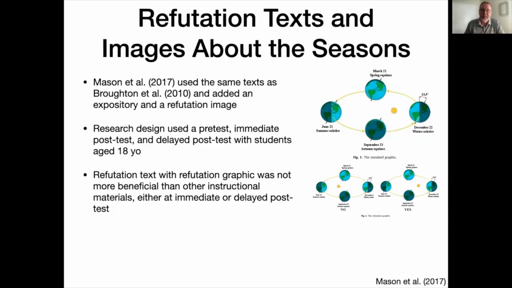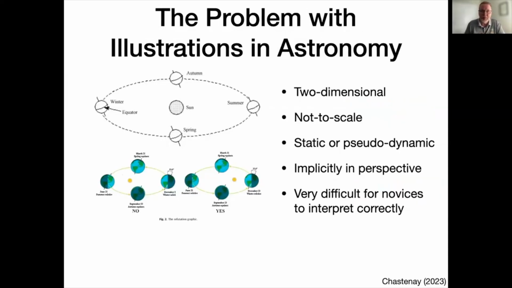And unfortunately, they didn't find any advantage of the refutation text and the refutation images combined over the 3 other treatments. So again, very unfortunate results. And I think that is at least my explanation for these results. I think that the problem lies in the use of illustrations in astronomy, 2D illustrations in astronomy, like the one you see on the screen right now.